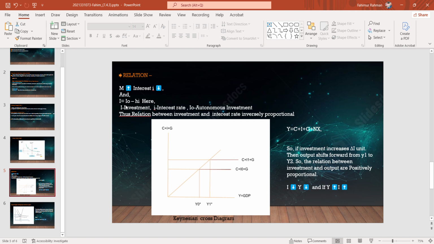So in the graph we can see that the relation between investment and output is positively proportional. If I is low, then Y is low. If Y is high, then I is high.